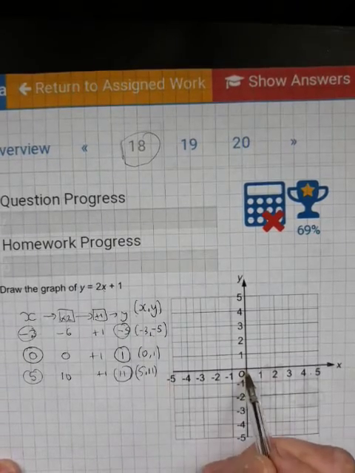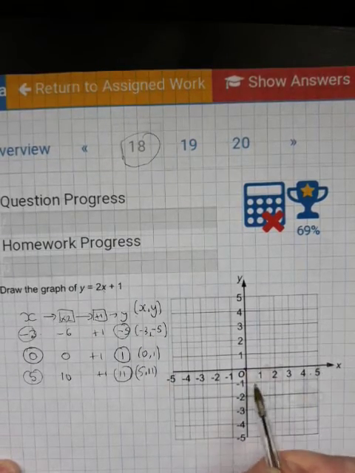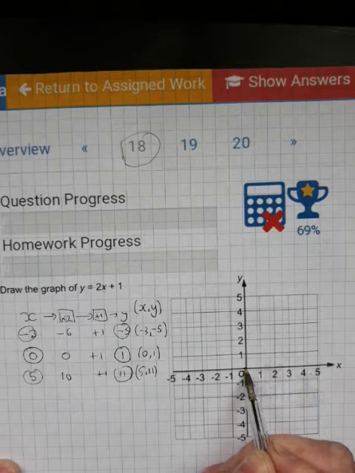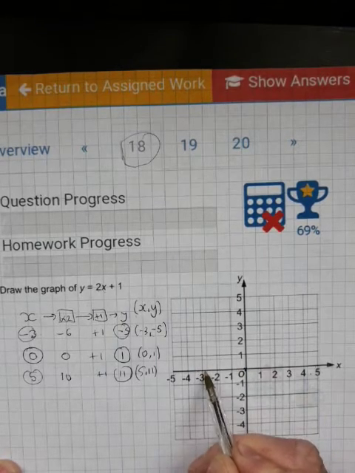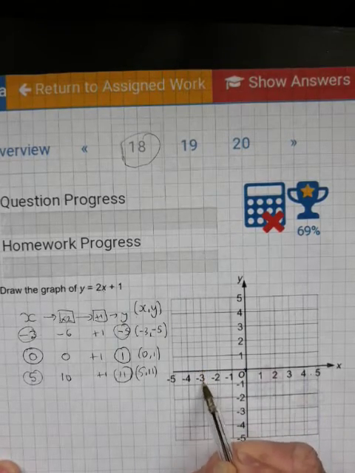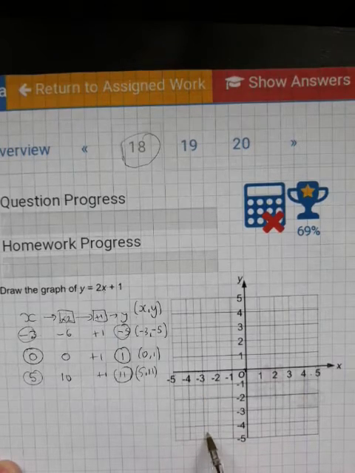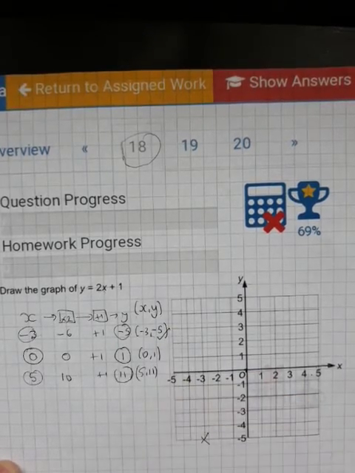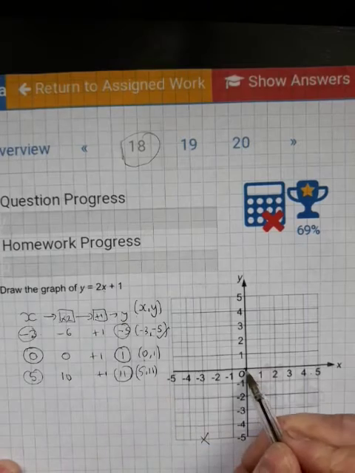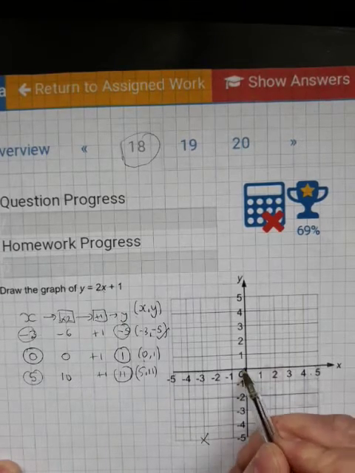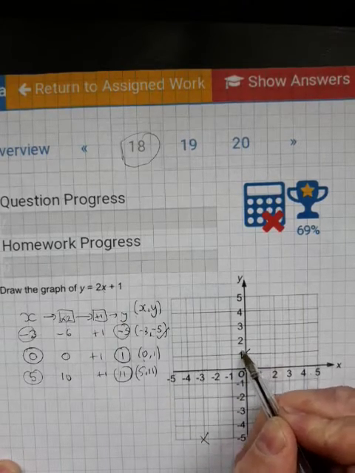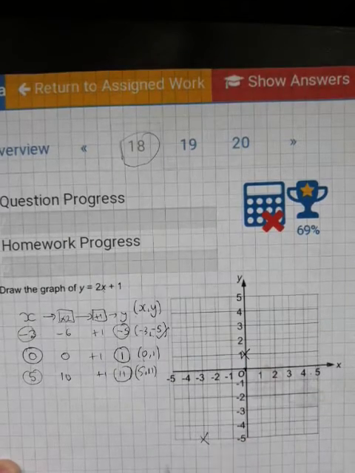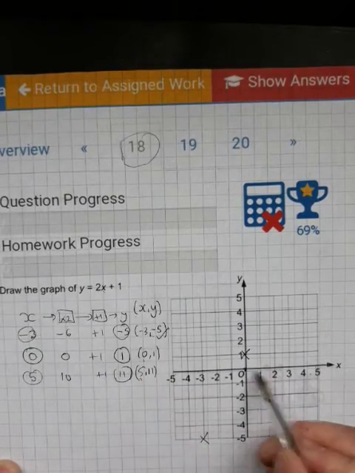Negative 3, negative 5. Always start from the origin, remember? In other words, the 0, 0 coordinate. Negative 3 is 3 to the left, and negative 5 would mean down 5. So it'd be that point there. Great, that's no problem. 0, 1. 0 means we're not going to move left or right, we are going to move up 1. Remember the cross can go exactly on the axis there. And finally 5, 11. 5 across, 11 up.